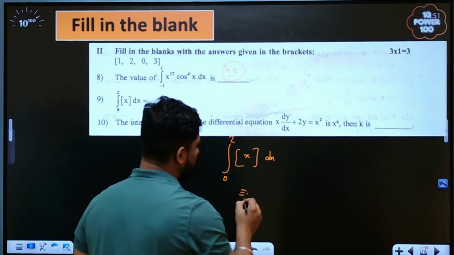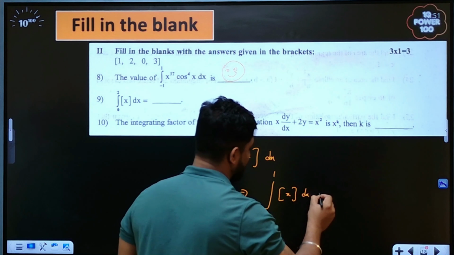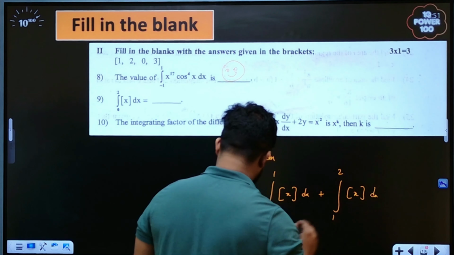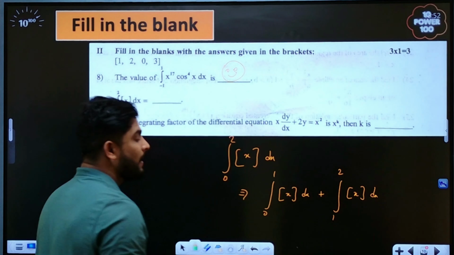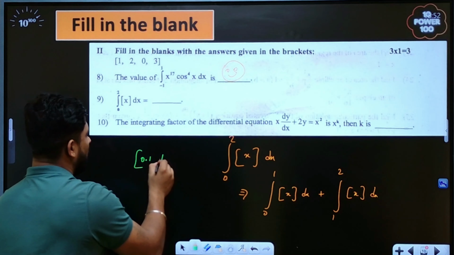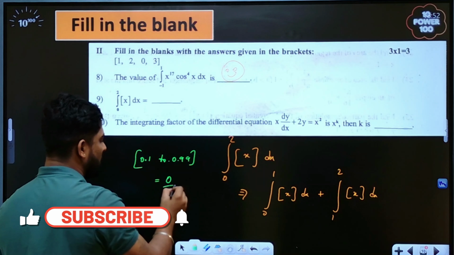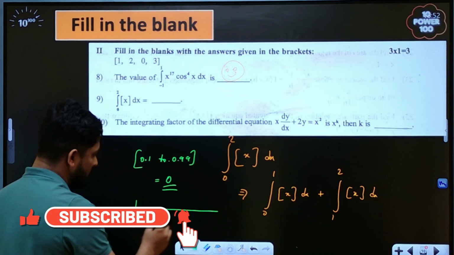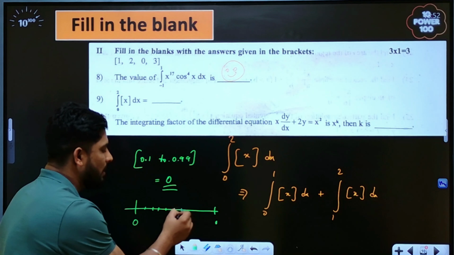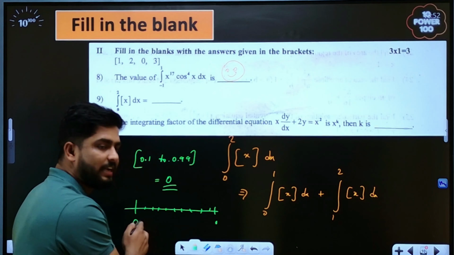So you have to take it as the integral from 0 to 1 of the greatest integer function of x, plus the integral from 1 to 2 of the greatest integer function. Please understand this: if you take any value between 0.1 and 0.99, the greatest integer function gives 0, the previous integer. Any value in between 0 and 1 gives the previous integer, children. That is the job of the greatest integer function.